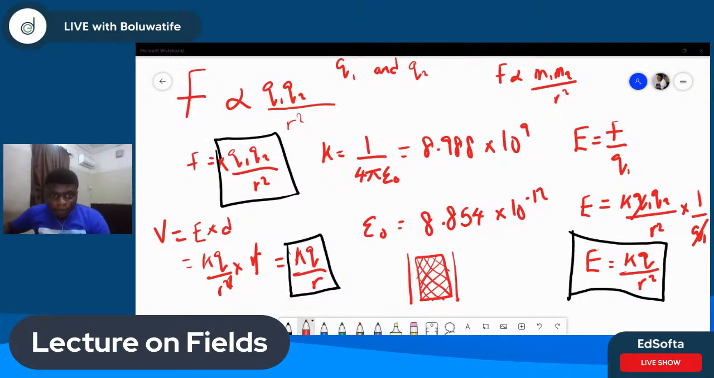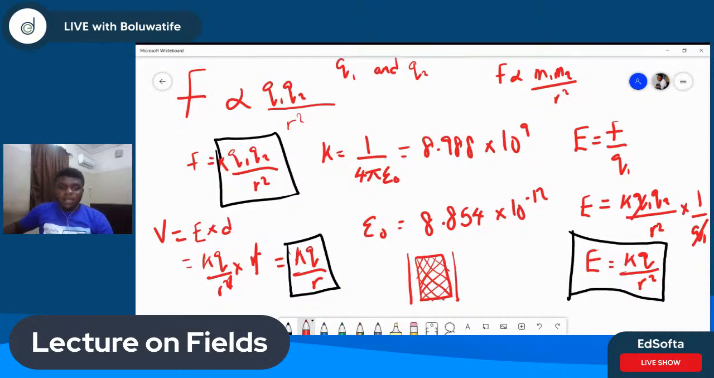So to calculate the capacitance, sorry, just give me a moment. Okay, so the capacitance formula is given by this.